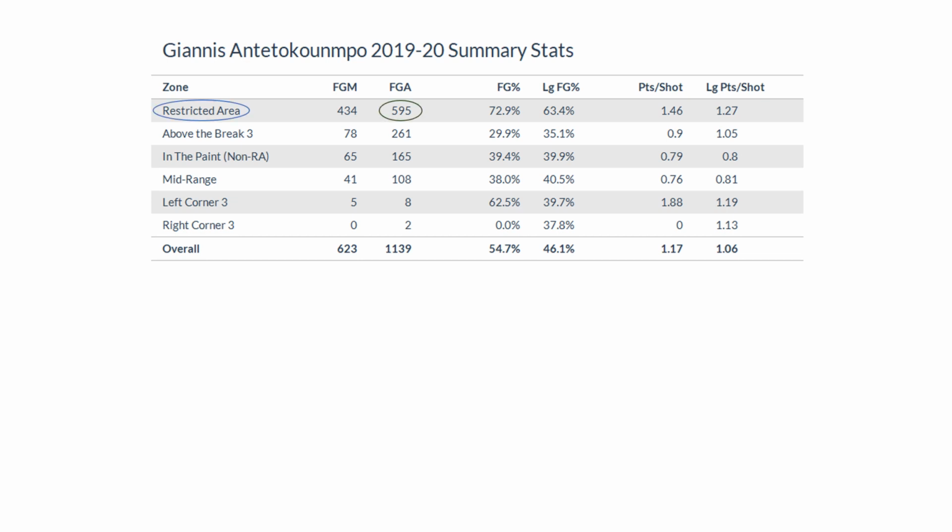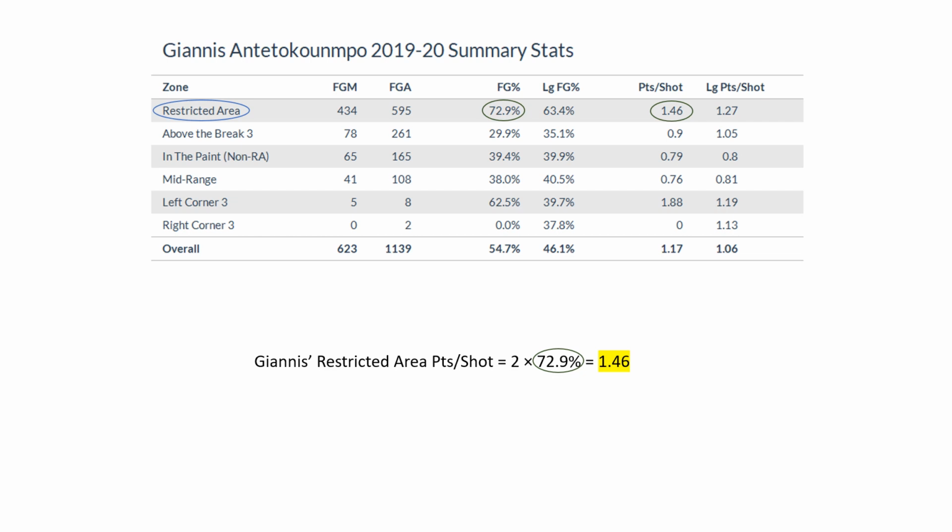As we saw in the shot chart, we could see from looking at field goal attempts, most of Giannis' shots are taken right around the rim, i.e. the restricted area. And the next most are taken at the top of the arc, which in this tool is called above the break three. We can also see just how dominant Giannis is around the rim, with his field goal percentage nearly 10% greater than the league average.